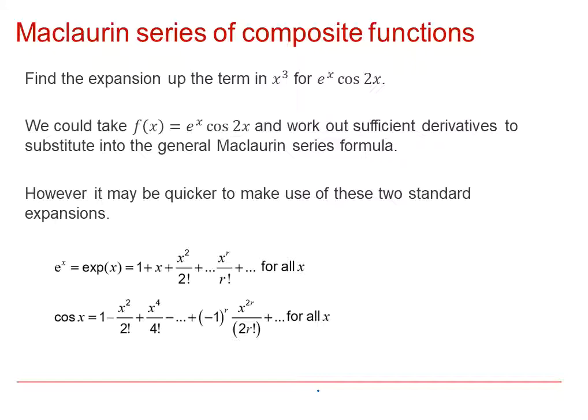So for example, if we were looking for the cubic approximation for e to the x cos 2x, now we could take f of x equals e to the x cos 2x and work out various derivatives of this function in order to produce a Maclaurin series formula. However, this would involve quite lengthy use of the product rule. It would be much quicker and easier to make use of the two standard expansions for e to the x and cos x.